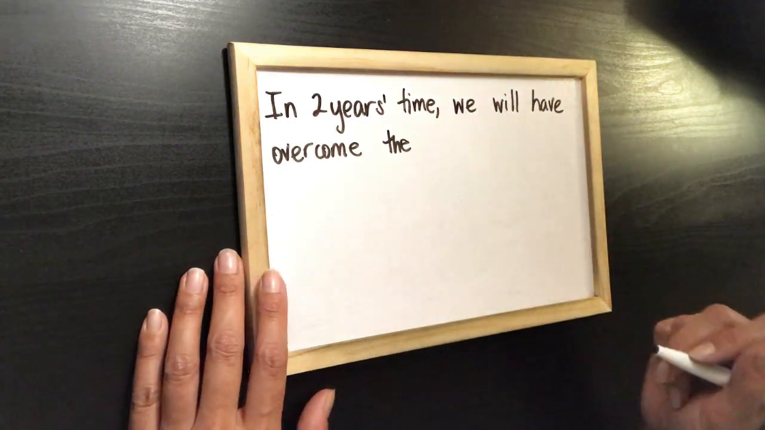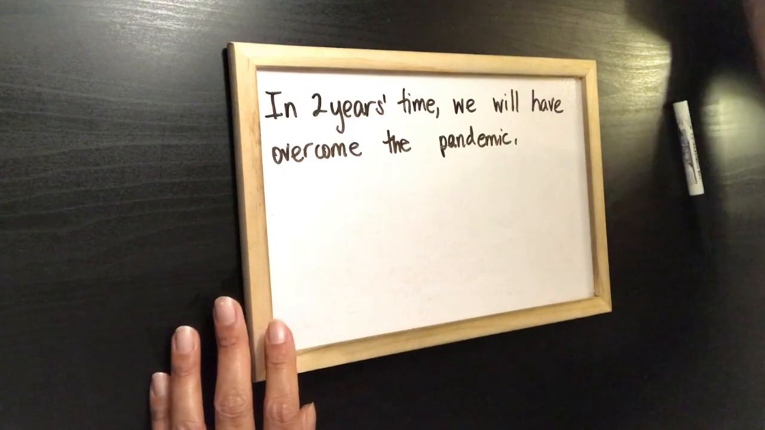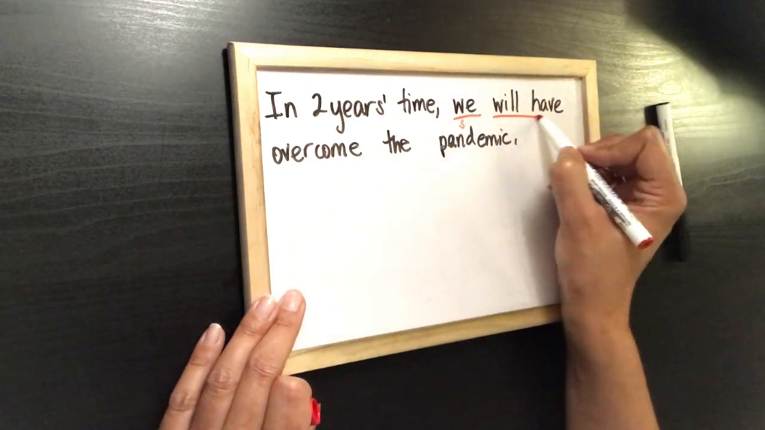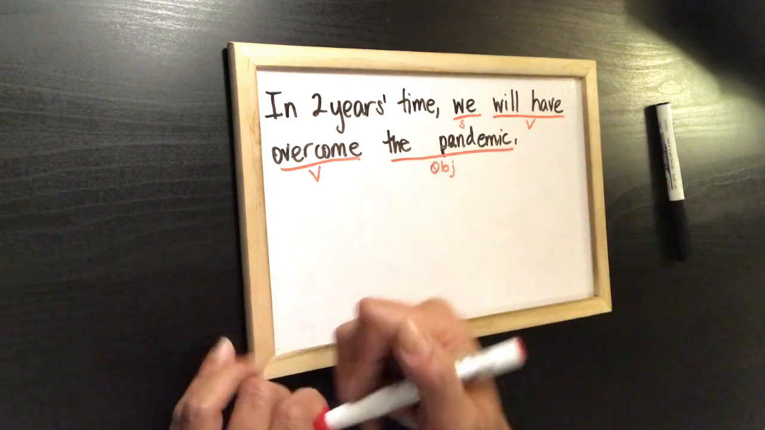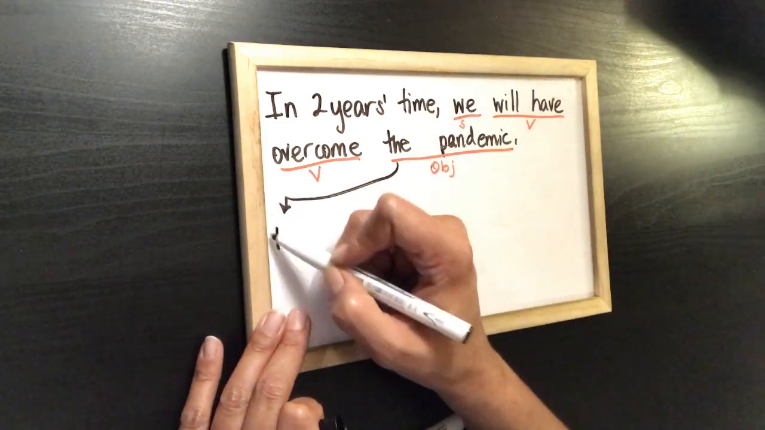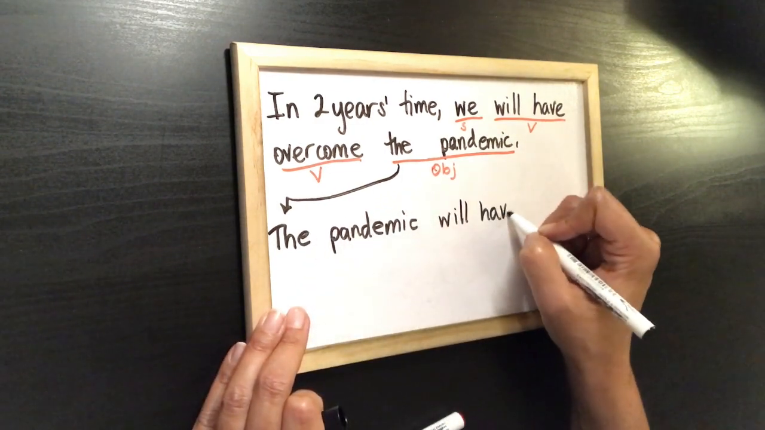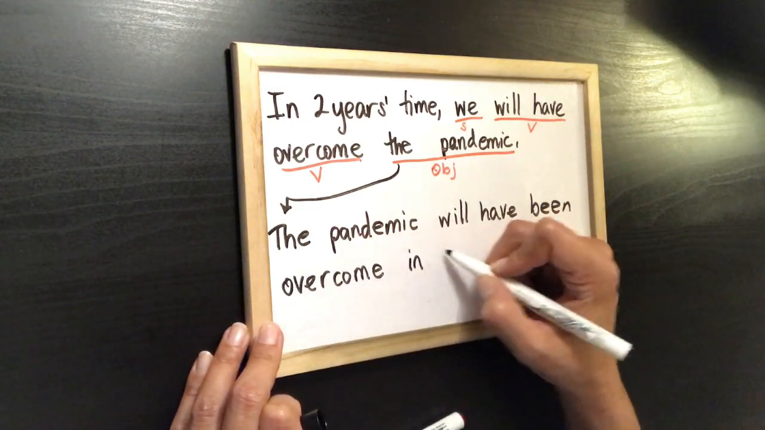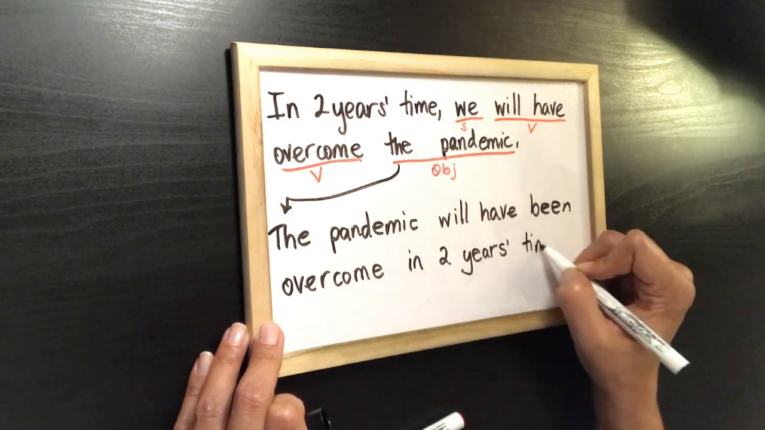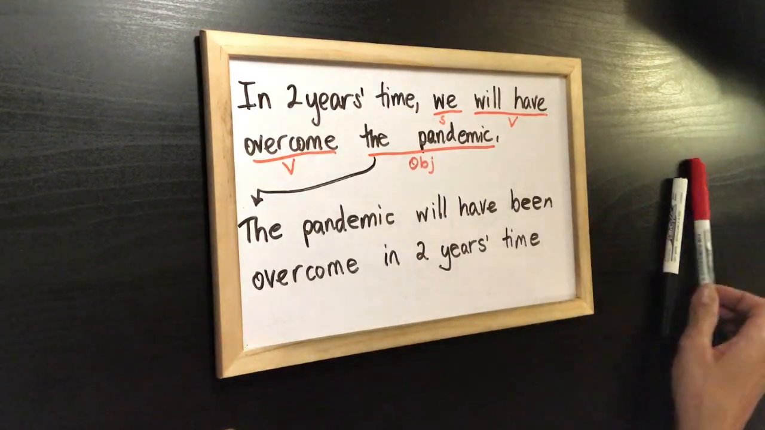So in the passive sentence, we put the object in the subject position. The pandemic. Now, we need to make the verb to be have the same tense as a future perfect. What is the future perfect of the verb to be? Will have been. And then we need to add on the main verb in the past participle, overcome. So our new sentence in the passive reads, in 2 years' time, the pandemic will have been overcome.